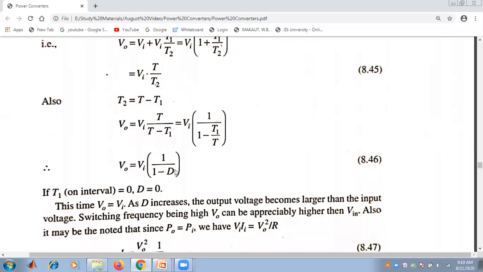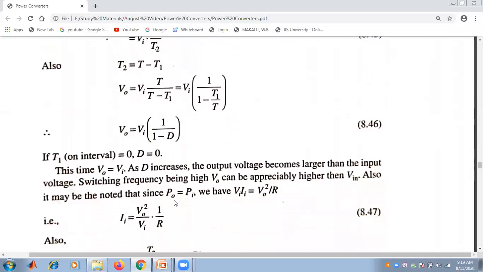At that time, the output voltage V0 is equal to VI. As D increases, the output voltage becomes larger than the input voltage. From that equation, when D equals 0, V0 equals VI. But as the value of D increases, the output voltage V0 goes on increasing and is more compared to VI. The output voltage becomes larger than the input voltage, switching frequency being high, so V0 can be higher than Vin. This is the general concept of the boost converter, where the output voltage is more compared to the input voltage.